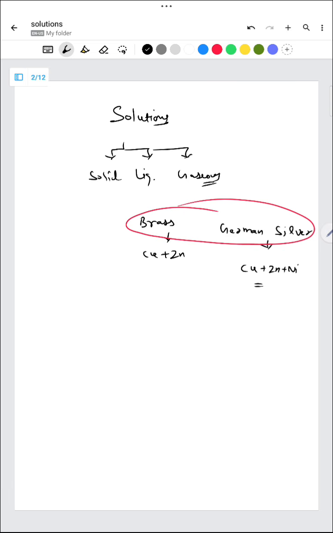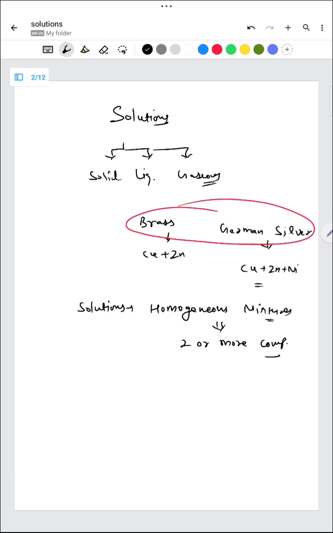So we are going to discuss solutions. Basically, what are solutions? These are homogeneous mixtures of two or more components, and generally the component that is present in largest quantity, as we have explained previously, decides the nature of the solution, whether it will be a solid solution, liquid solution, or gaseous solution.